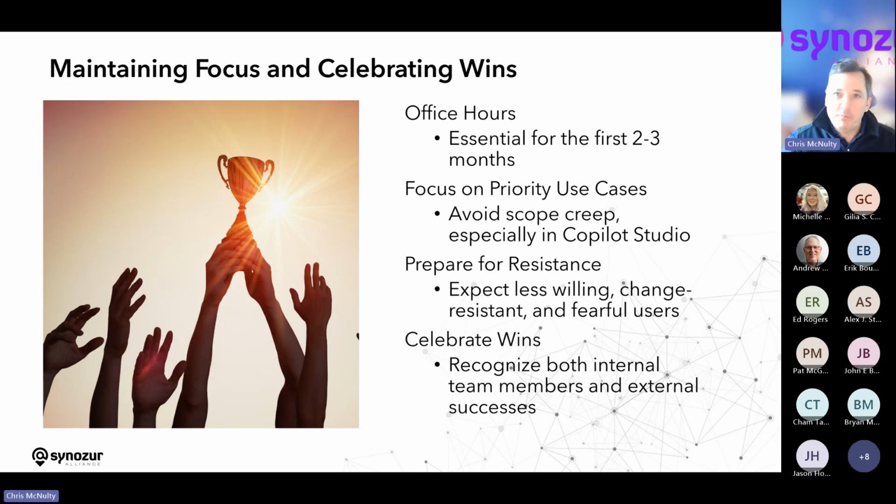And once you're moving beyond the pilot, also expect that you're going to be dealing with users who may be less willing, a little more resistant to change. They're not the eager beavers who signed up at the outset, but as you're going, figure out a way to celebrate wins at the individual level and at the team level.